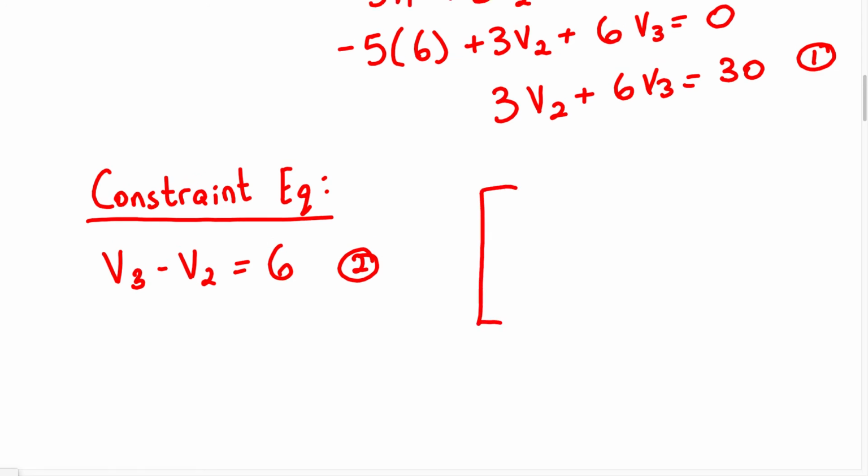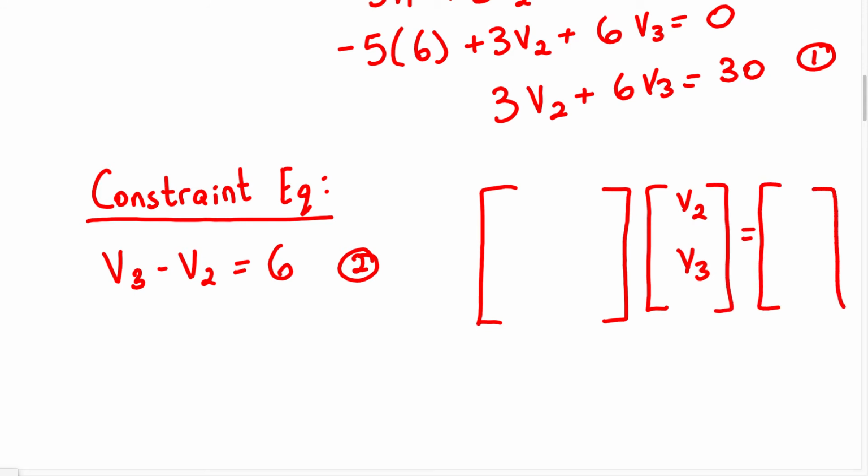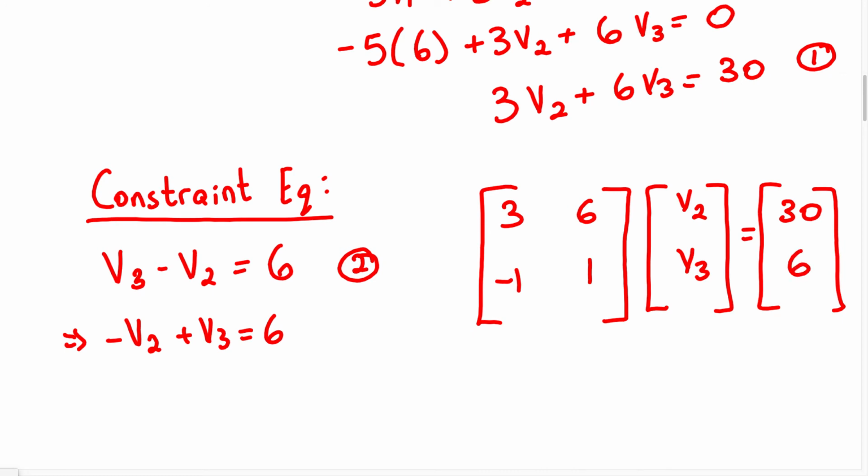So I'm going to have a 2 by 2 matrix. We know we want to find V2 and V3. Okay? So when we do this now, we know for our first equation, we have a positive 3 and a positive 6, and that equals 30. For our second equation, let's just rewrite this real quick. We're going to write V2 in front. So we have negative V2 plus V3 equals 6. So we're going to have a negative 1 for V2 and a positive 1 for V3, and that equals positive 6.